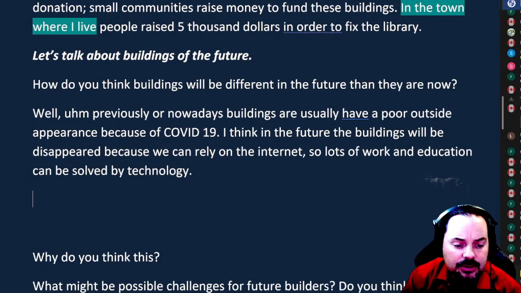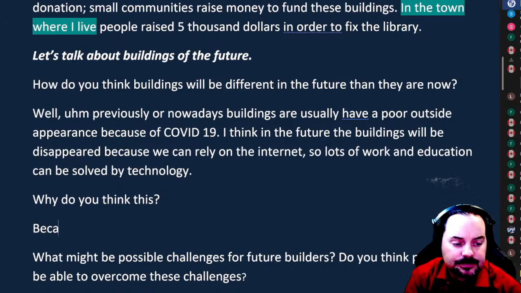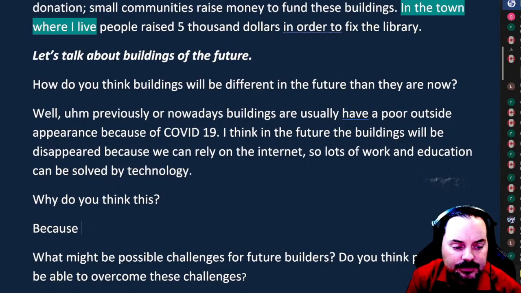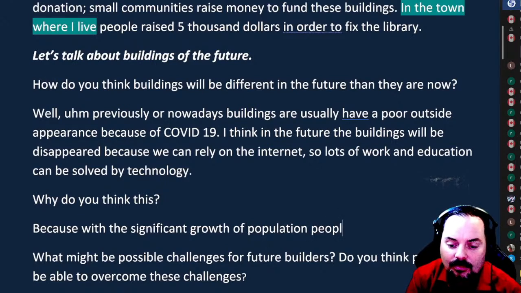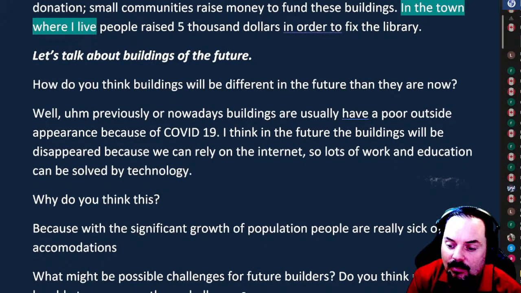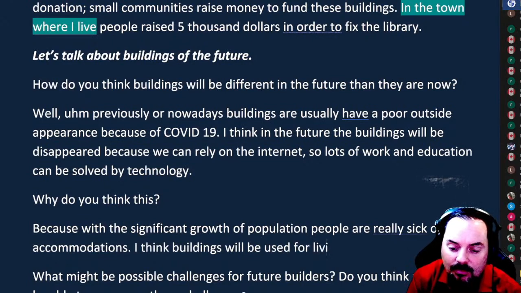Okay, why do you think this? Because, you know, with the significant growth of human populations, people are really sick of the other accommodation to live, and the cheaper one is the better. So I think a building will be used for accommodation or education purposes rather than something like government offices or nothing important buildings.